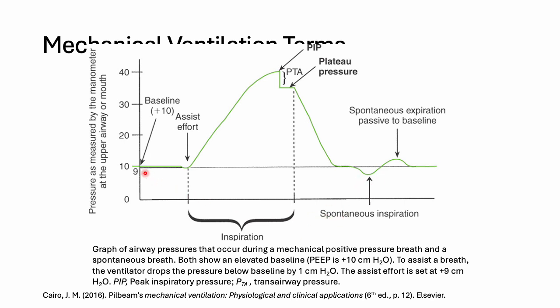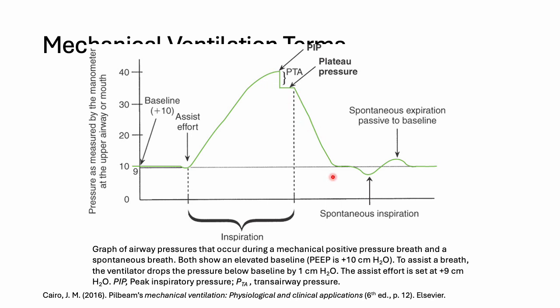The difference between this graph and the previous graph is that now we've raised the baseline pressure from 0 to plus 10. So we have now added in a PEEP, an elevated baseline pressure of, on this graph, 10 centimeters water pressure. On this graph you also have this little thing called the assist effort. This assist effort is a little dip below the baseline that tells us that the patient is actually trying to take in a breath, suck in a little bit, and when the machine detects this effort, it triggers the machine to deliver the mechanical positive pressure breath.